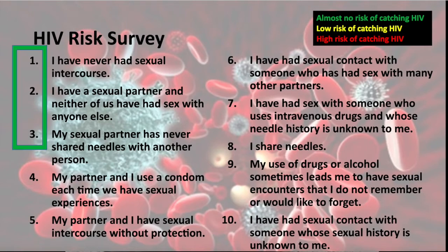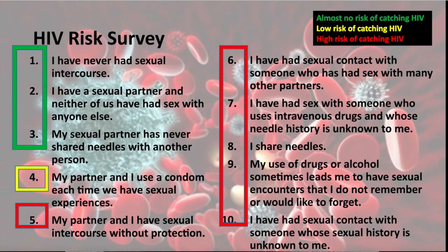So the first 3 statements here mean that you are almost at no risk of catching HIV: never had sexual intercourse, have a sexual partner and neither of us have had sex with anyone else, and my sexual partner has never shared needles with another person. All of those would mean that you have almost no risk of catching HIV if those applied to you. Number 4 is low risk. My partner and I use a condom each time we have sexual experiences. And then the rest of them are all high risk behaviors for catching HIV.